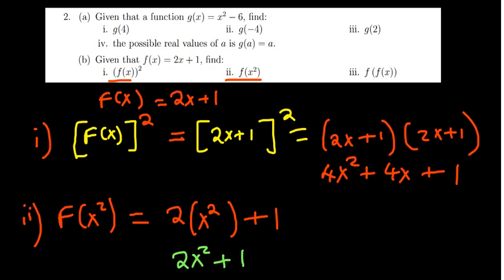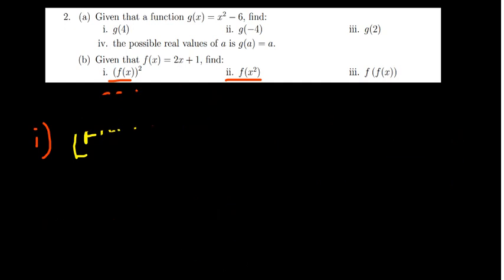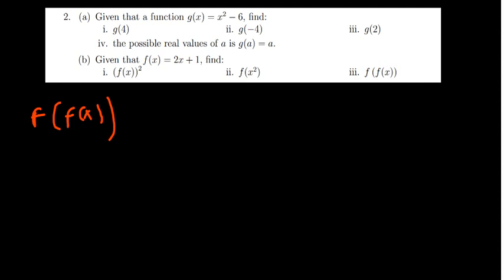And then the other one, which is the last one, very interesting. So feel free to pause the video and try that one out. So we have f of f of x. What does that mean? It means you still have the normal function, but now the input value is the function itself. That's how interesting it is.